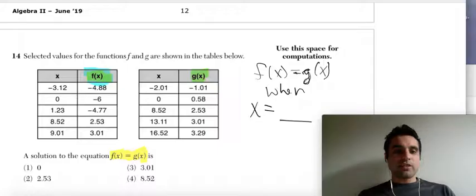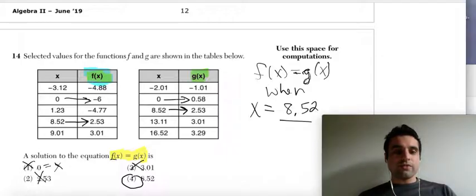When x equals 0, f of 0 is -6, g of 0 is not. So that's out. 2.53 I don't see anywhere in the x column, so that's out. 3.01 I don't see anywhere in the x column, so that's out. By elimination, it has to be 8.52. F of 8.52 is 2.53. G of 8.52 is also 2.53. So x equals 8.52 is our solution.